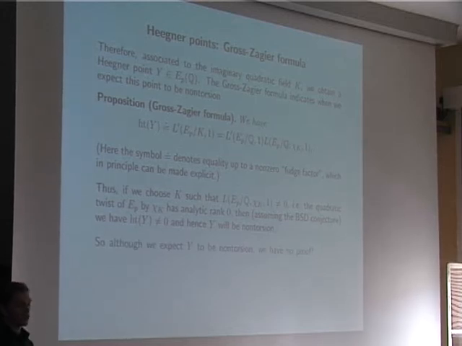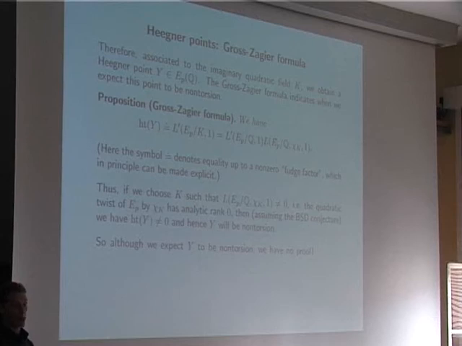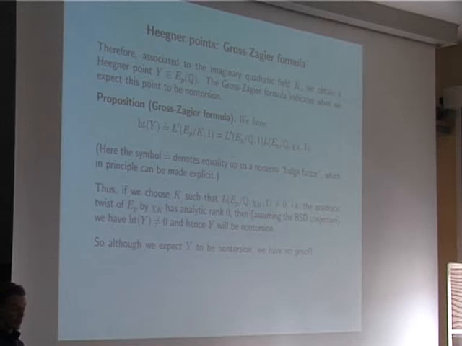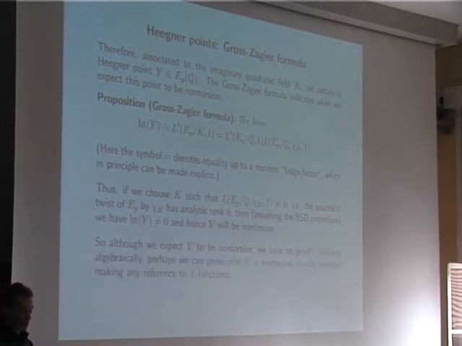Okay, so all of this says we expect a point constructed in this way to be non-torsion, but we have no proof. So we haven't really made any progress. We don't want to assume any conjectures, because if we do, then, I mean, we're just done. So, all right, maybe there's a way to use this to your advantage.